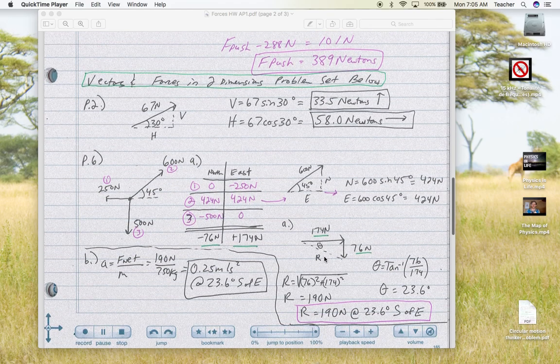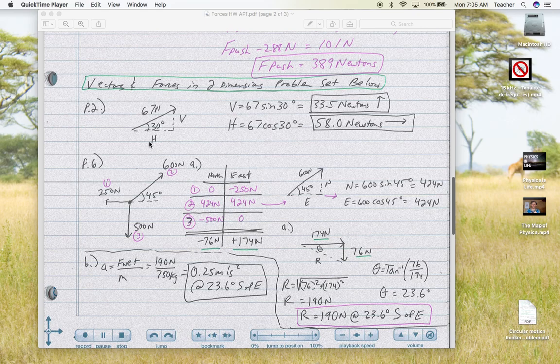For P2 and P6, P2 is simply splitting up a vector that's at an angle into the horizontal and vertical components. That should be very straightforward by now. P6, I'm going to set up a T-chart as I've asked you to do before. That's going to help you get the net force. So I end up with a net force of 174 newtons east and 76 newtons south, actually.